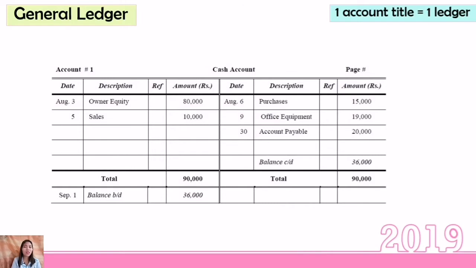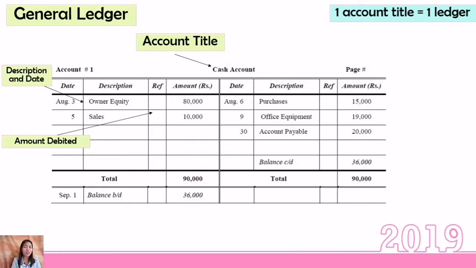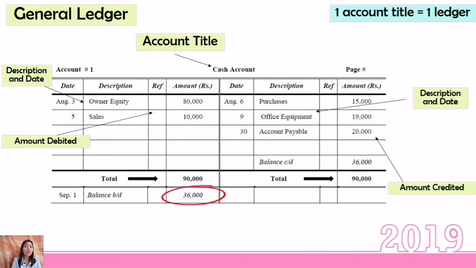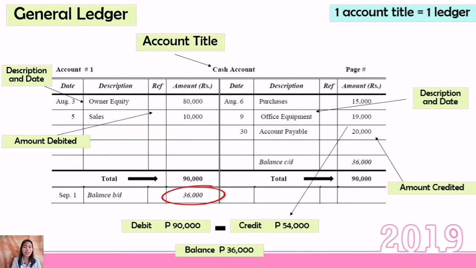Now, I have here a general ledger. This is so detailed. We have the account title, the amount debited, then the description and the date on the left, then on the right, amount credited, then description and the date with the total, then extracting the balance. That's it. So this is so detailed, and I know it might be too much for you, so you will use this one, T accounts, simplified form of ledger.